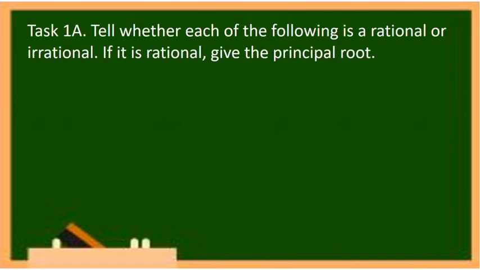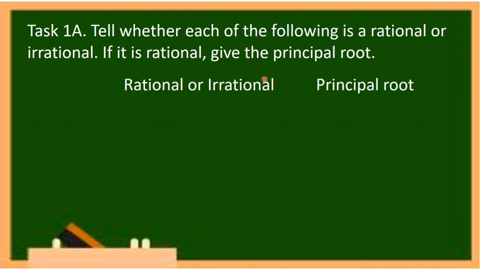Now, let us have examples. Let's say we have task 1A. Tell whether each of the following is rational or irrational. And if it is rational, give the principal root. So, take note that the principal root is the positive root of the square root of a given number. So, let us have rational or irrational and then the principal root. So, let us have number 1. We are given the square root of 4.